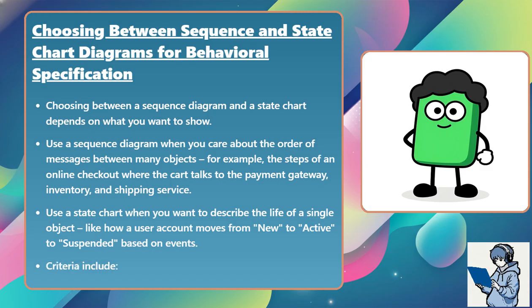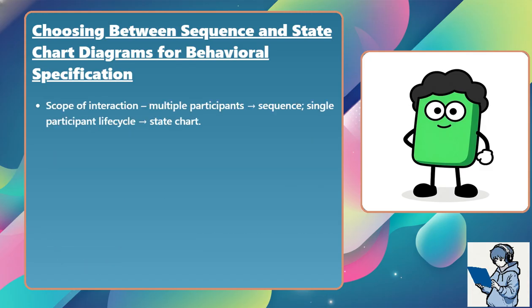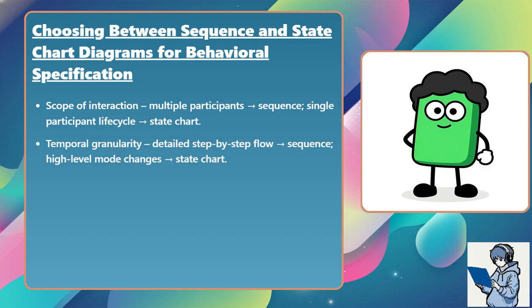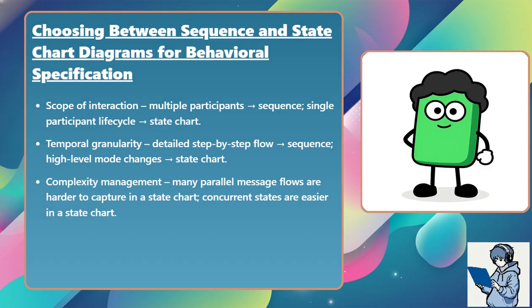Criteria include scope of interaction, multiple participants to sequence, single participant lifecycle to state chart. Temporal granularity, detailed step-by-step flow to sequence, high-level mode changes to state chart. Complexity management, many parallel message flows are harder to capture in a state chart. Concurrent states are easier in a state chart.